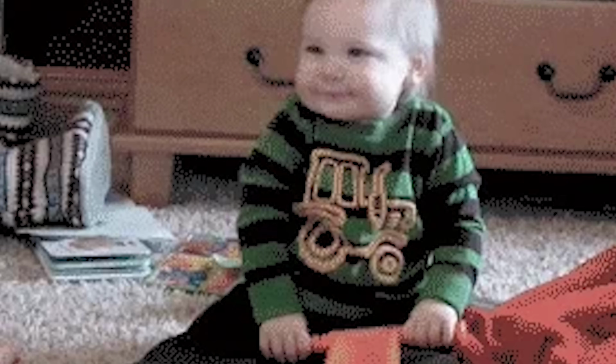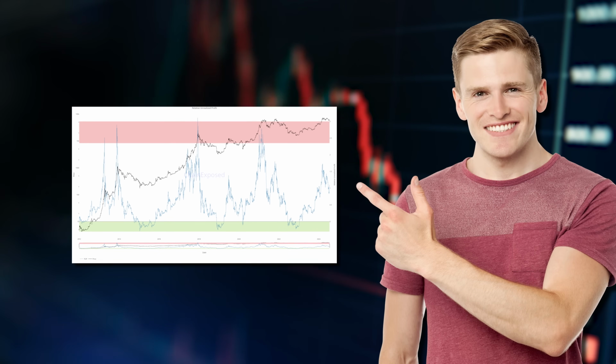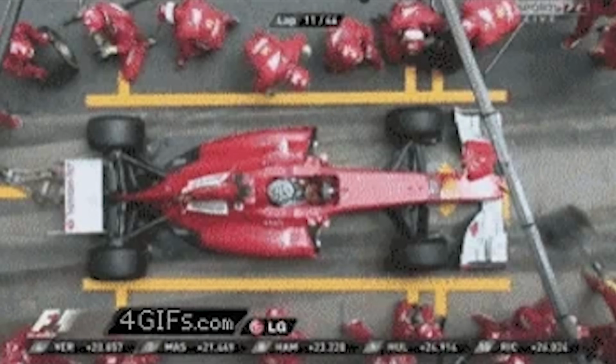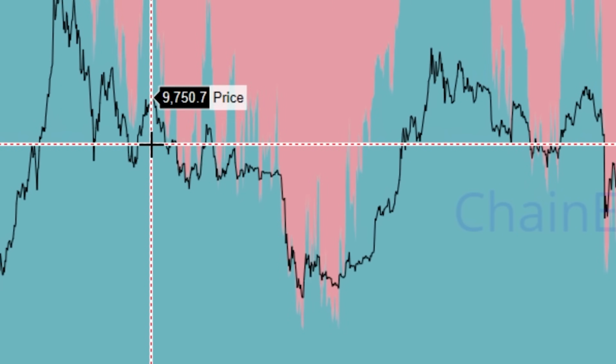Moving on. Step 2. This next tool is also one of my favorites. It's called the Supply in Profit and Loss. Now, this tool is kind of like the first one, but it's a little more precise when it comes to describing the data. If you look closely, when I move my cursor through this chart, some numbers will pop up.